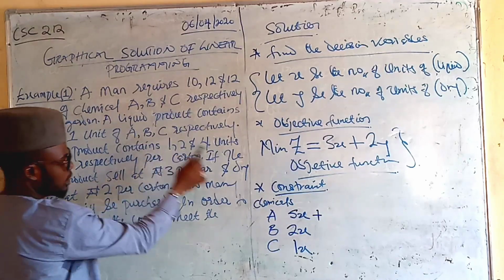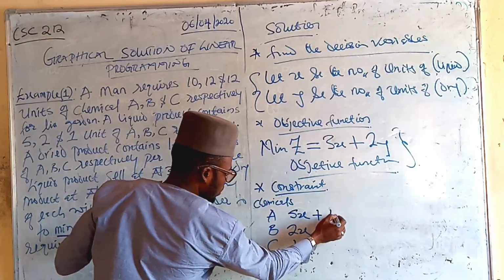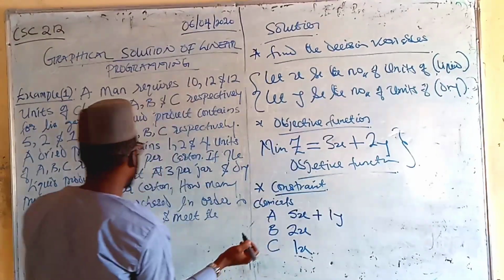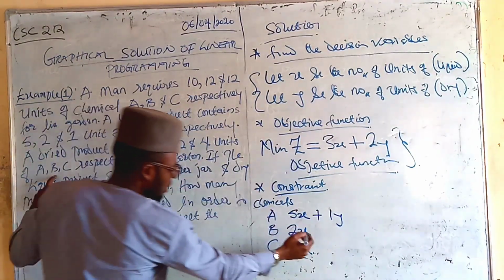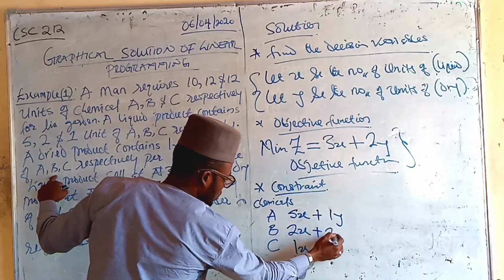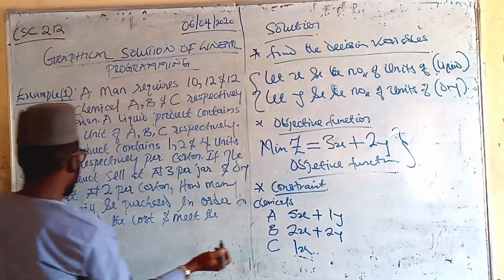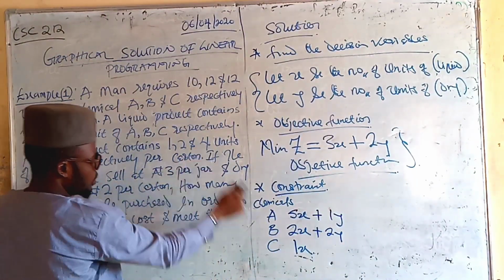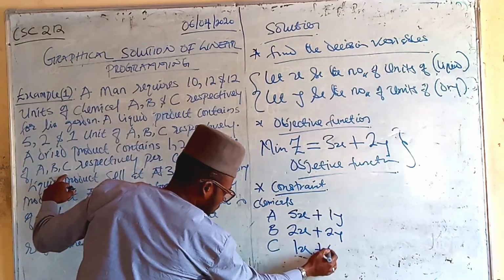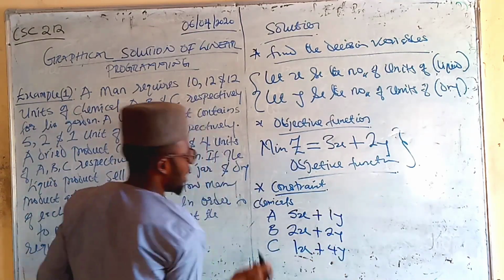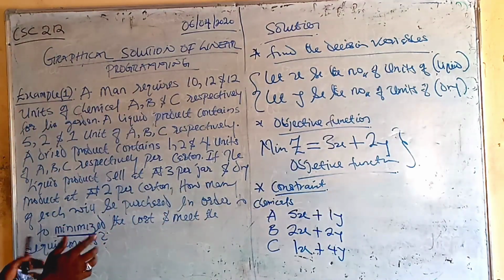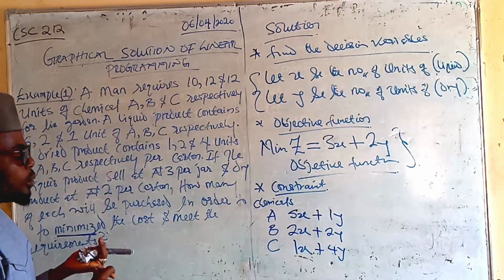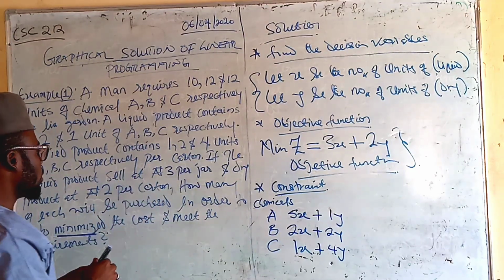Of a dry product, then we say that plus what? Plus 1y. Then chemical B contains what? 2 units, then plus 2y. Then chemical C contains 4 units, then plus what? Plus 4y. So now we have already put the values of both the liquid product and the dry product.